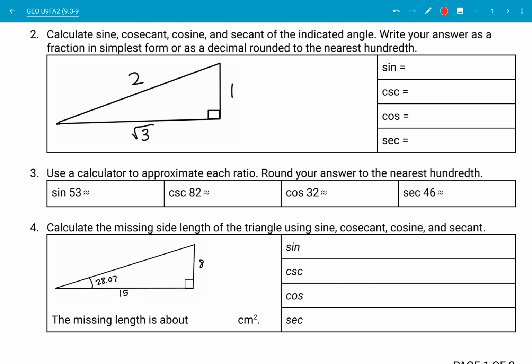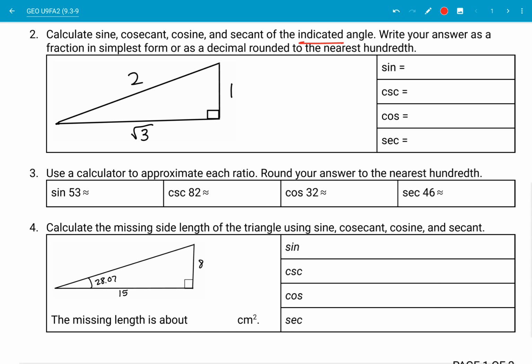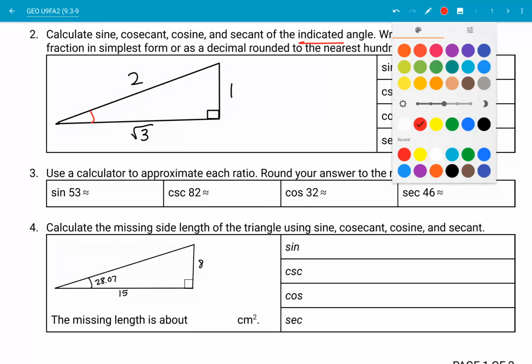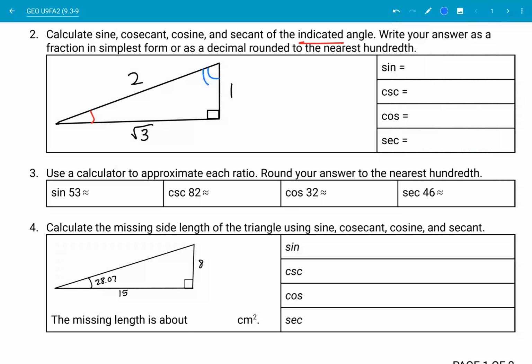For question 2, it says calculate sine, cosecant, cosine, and secant of the indicated angle. Write your answer as a fraction in simplest form or as a decimal rounded to the nearest hundredth. So I accidentally forgot to indicate which angle. So we're going to do this for both of your options. We'll do one in red, and we'll do the other in blue.